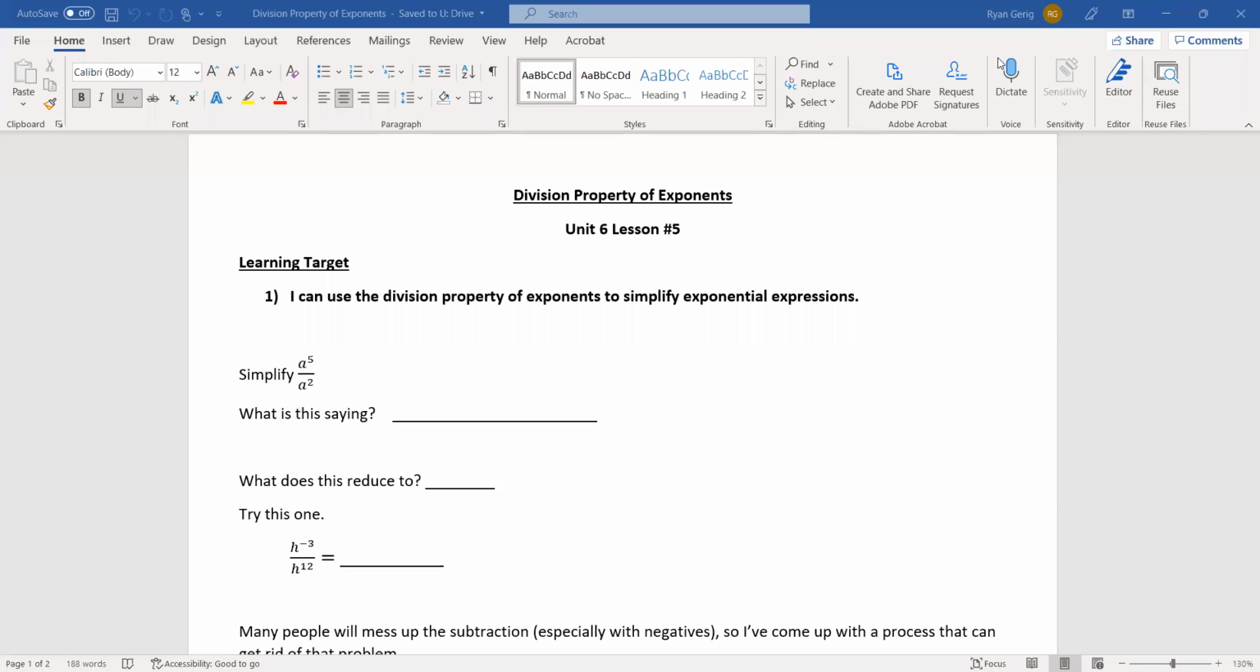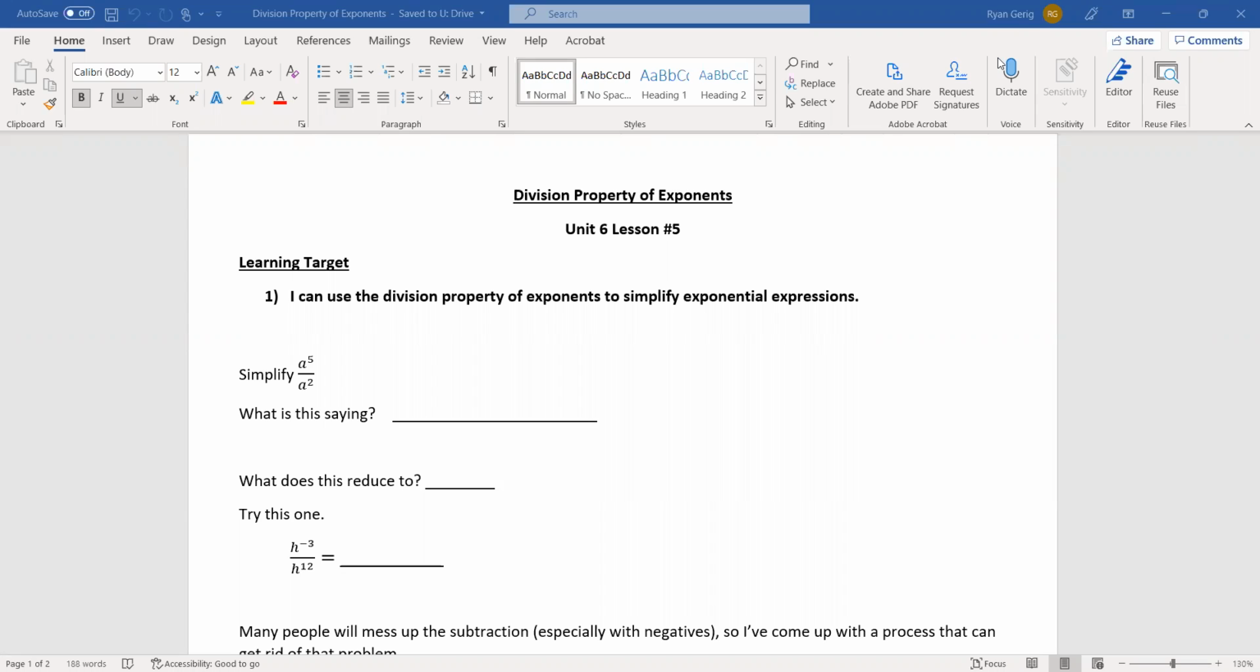Hello, everyone. Welcome to the final notes on the properties. We have 3 more lessons to go, but the property videos are done after this one. So we did 2 multiplication properties, and we are going to do the last one here, which is a division property. So jump right in, simplify a to the 5th over a to the 2nd.